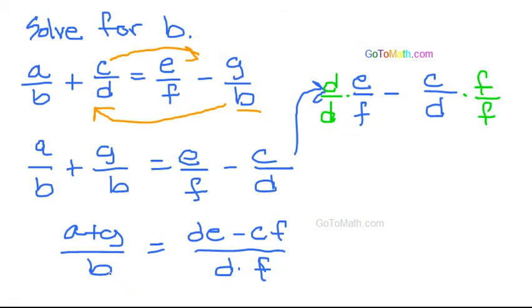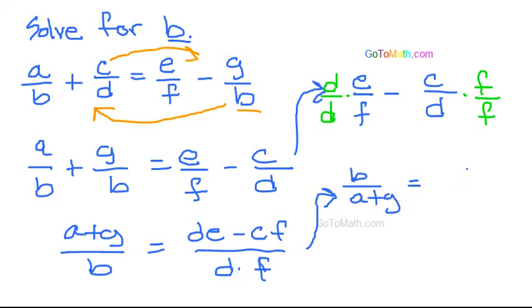Alright. But remember, what we're trying to do here is we're trying to solve for B. Now here's a trick we can do. We're going to do a trick. We'll do that trick right here. So we can just flip this fraction. This becomes B over A plus G.